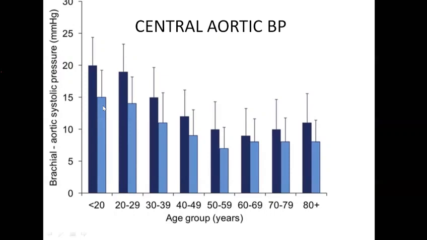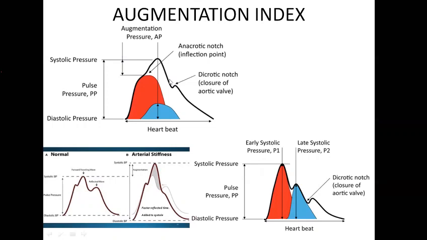So these are the peripheral blood pressures and these are the central blood pressures. Usually central blood pressures are lower than the peripheral blood pressures. And it's also important to look at the augmentation index. The augmentation index is actually the increased blood pressure because of the reflected waves that come from the periphery of the arteries. So the augmentation index is also very important when you treat blood pressures to prevent heart failure.